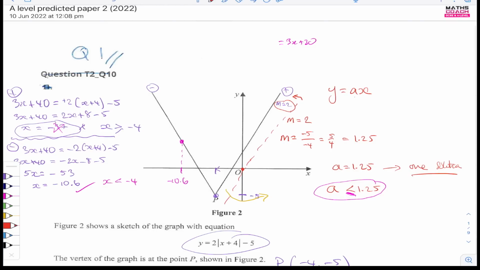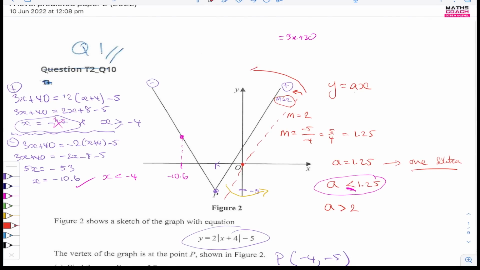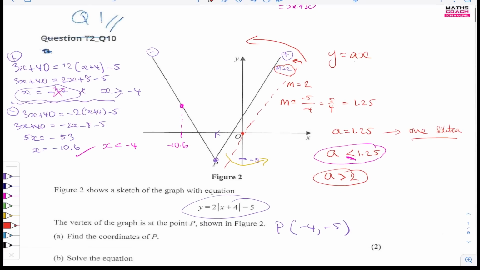In this sense, a has to be more than 2, more than the gradient of the positive branch, in order for y equals ax to intersect with this, up until the biggest possible gradient we see when it's going vertically up. So that's the other range of values for a where we get at least one solution. And we need to show this using set notation.